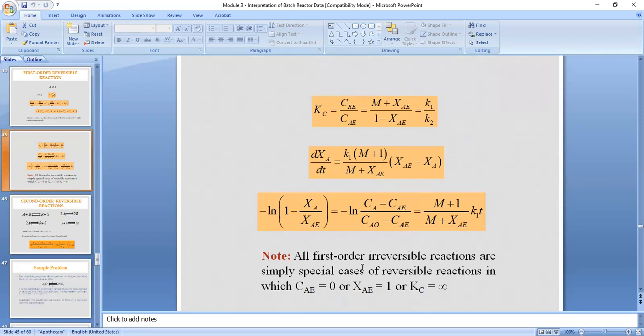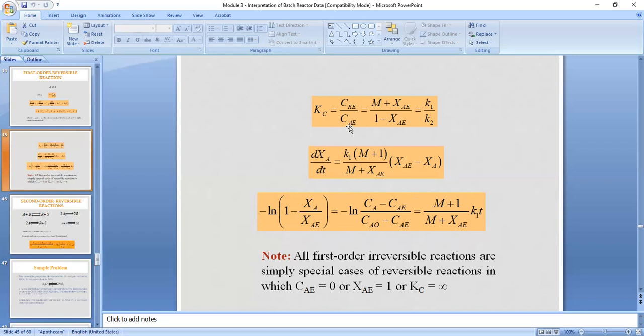Note, all first order irreversible reactions are simply special cases of reversible reactions. Take note, your first order irreversible reaction is just a special case of a first order reversible reaction where the equilibrium concentration of A is equal to 0, or the equilibrium conversion of A is equal to 1, so all of these are acceptable. The equilibrium constant is infinity.